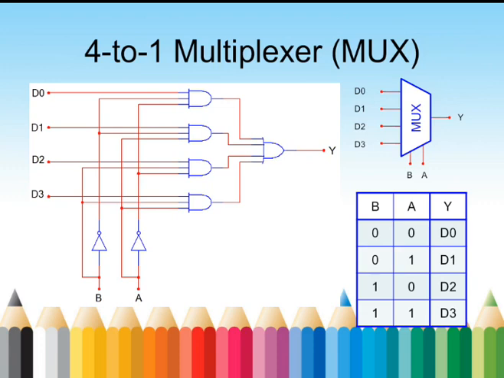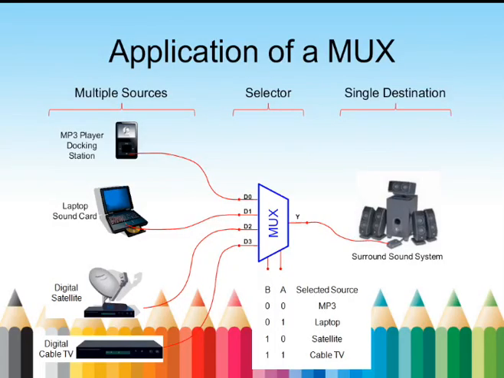Generally, multiplexers are widely used in satellite and digital communication. For example, if we consider a 4 to 1 multiplexer, the 4 different inputs are an MP3 player, laptop, digital satellite TV, and digital cable TV, and it has only one output, which may be considered a sound system. So with the help of the select input, we may reproduce the different inputs on the sound system.